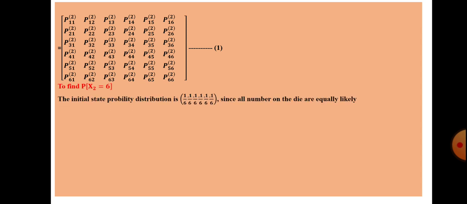That is equation number 1. Now to find the probability of x2 equal to 6, we need the initial probability distribution. What is the initial probability? They are equally likely, right? The chances of getting each number when rolling a die are equal, correct? If you don't know what you are going to get, whether it is 1, 2, 3, etc., or 6, there are equal chances for them. So 1 by 6 each, that is the initial state probability.